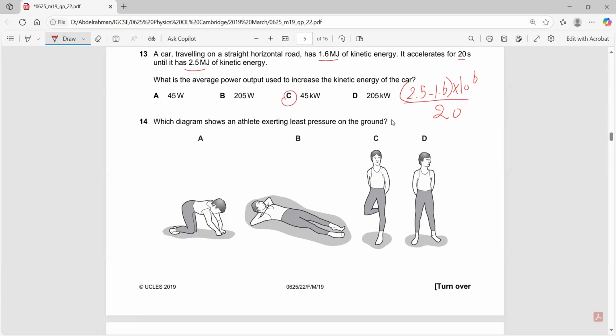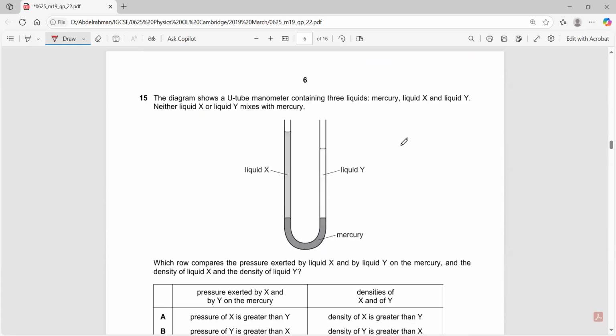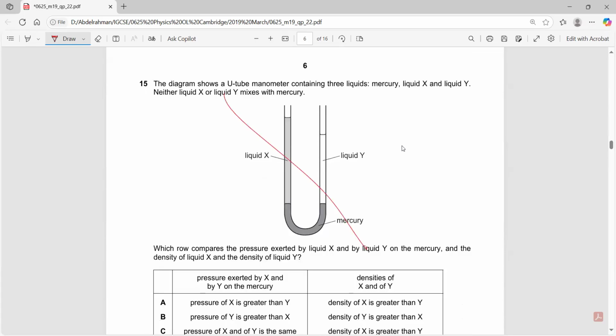Which diagram has the least pressure? The least pressure exerted would be B, because you've increased the area in contact. 15 is cancelled.